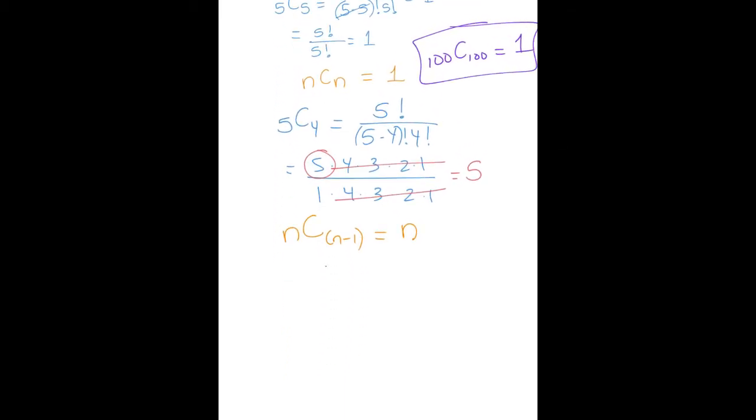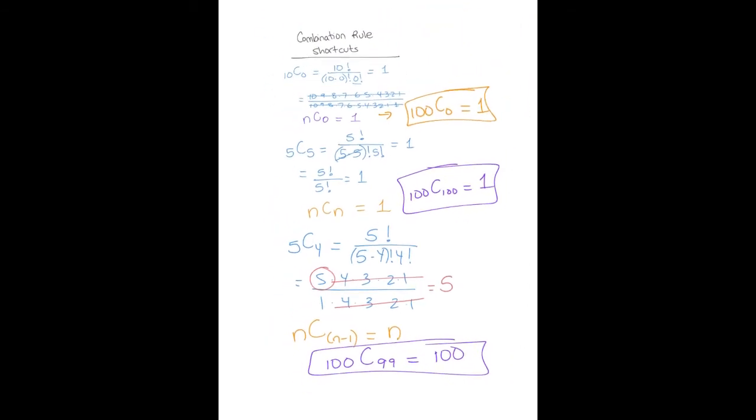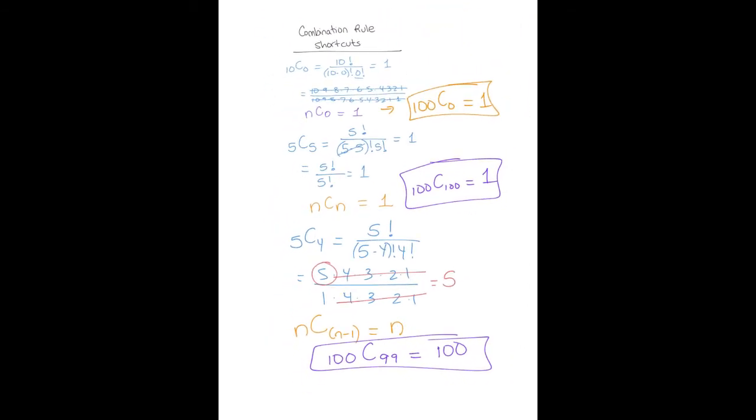Okay, and last one, 100 combination 99 would also be equal to 100. So these are your shortcut rules for combinations. This will help reduce the number of calculations that you'll have to work through.